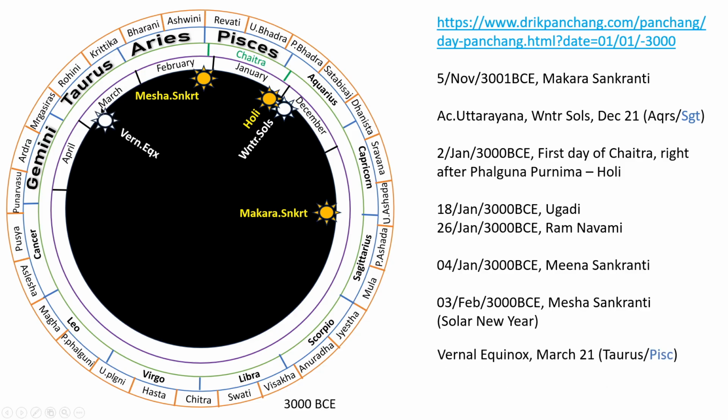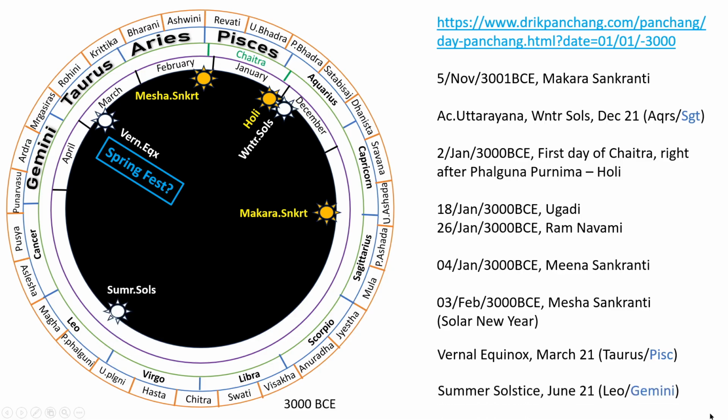So vernal equinox, as expected, will be on March 21, but this is happening in Taurus. In 2026 it was in Pisces. Now in 3000 BC, vernal equinox was in Taurus, maybe in Rohini Nakshatra or Mrigashira, somewhere around here. So these are the spring fests. Instead of the spring fest being in Chaitra, it's about a quadrature away, about 90 degrees off. The spring fest should have been here, somewhere around Chaitra, but April, March is here. And this is the summer solstice, which is June 21. In 3000 BC, it's happening in Leo. In 2026, it was in Gemini.